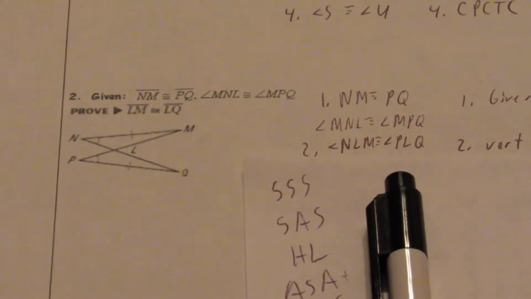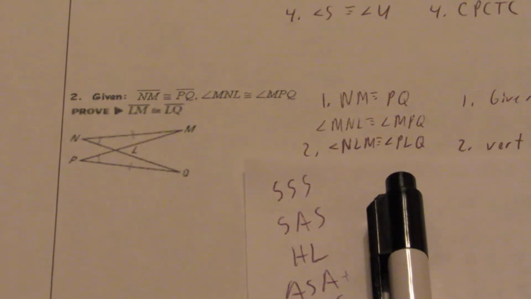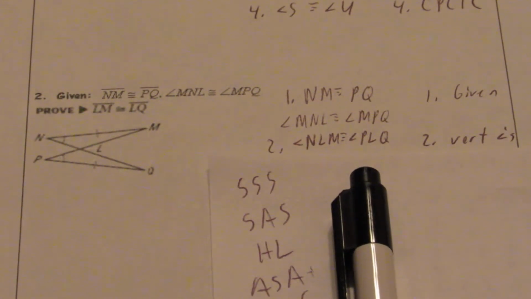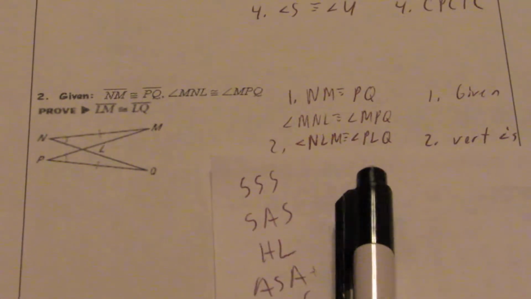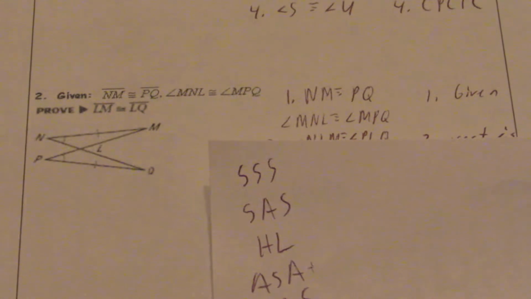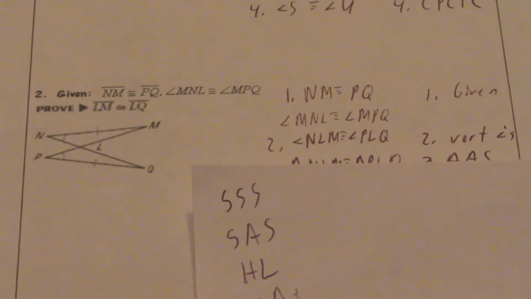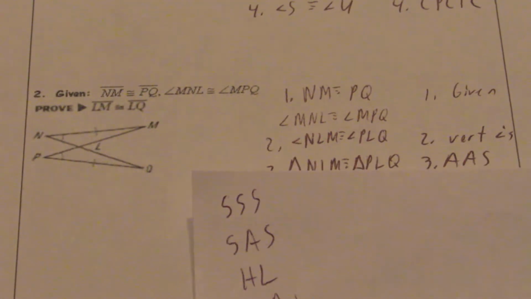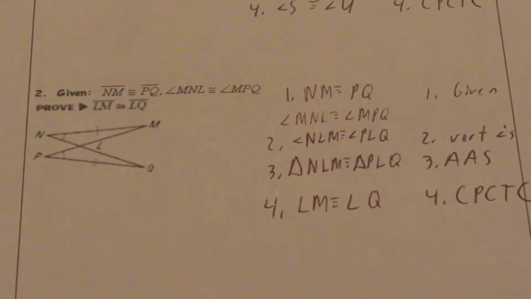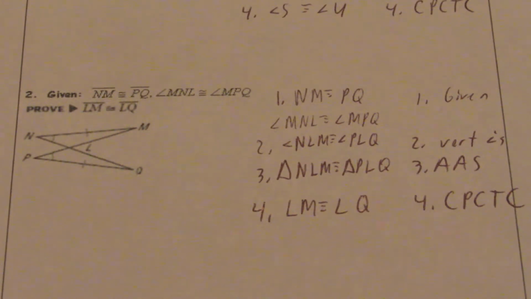NLM is congruent to PLQ, and that is vertical angles. So now I have this marked. So now I can say that my triangles are congruent by angle, angle, side. And then we're doing our last step. LM is congruent to LQ by CPCTC.